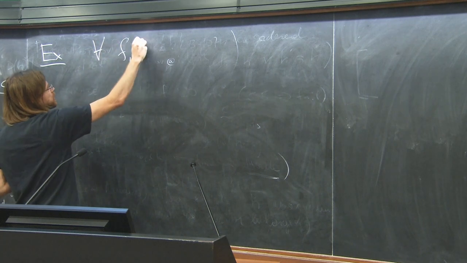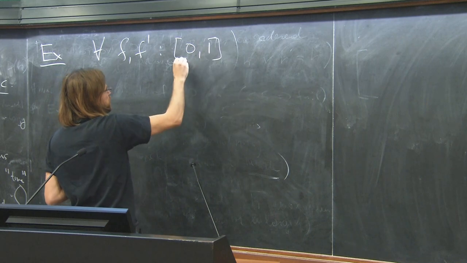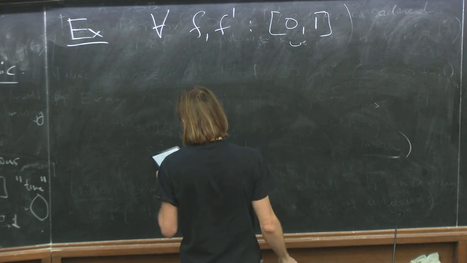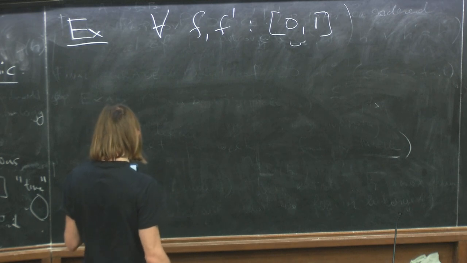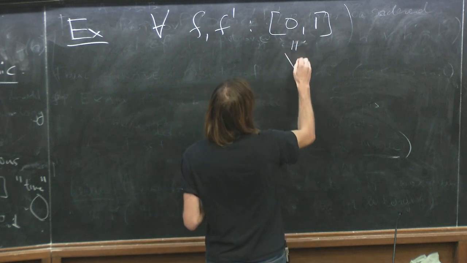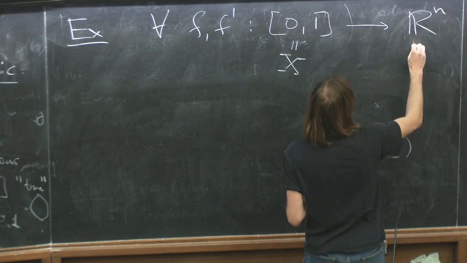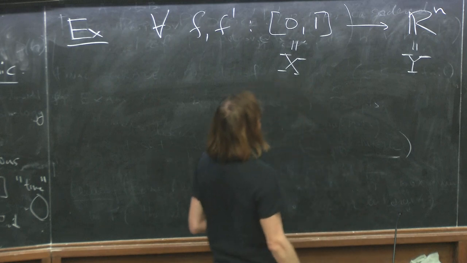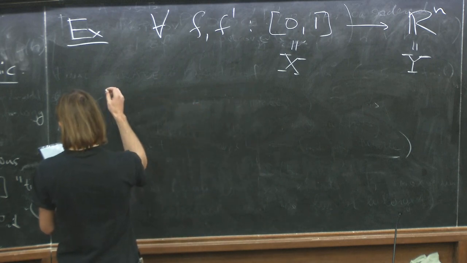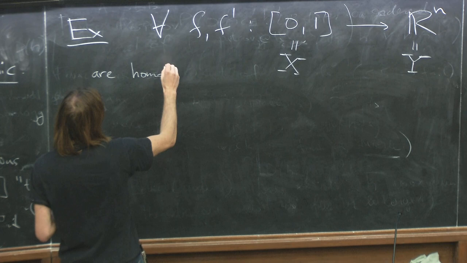Consider any pair of maps from an interval. Let me take the interval. So this will be an example of my space X to n-dimensional Euclidean space. This would be an example of my space Y. And the statement which we want to make is that any such pair is a pair of homotopic functions.